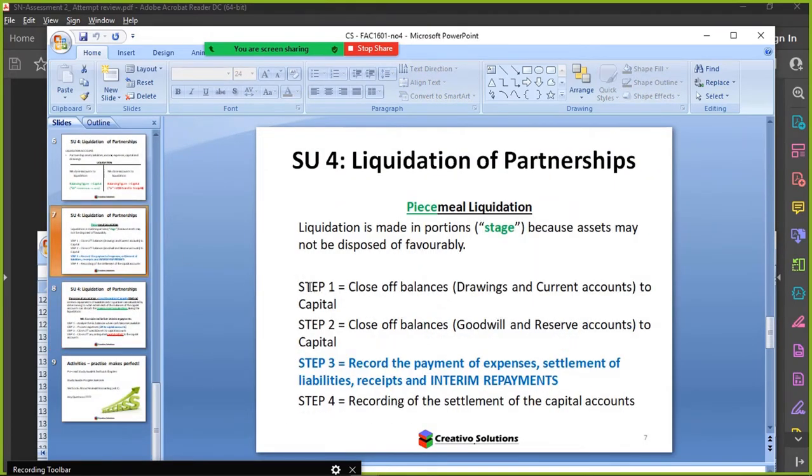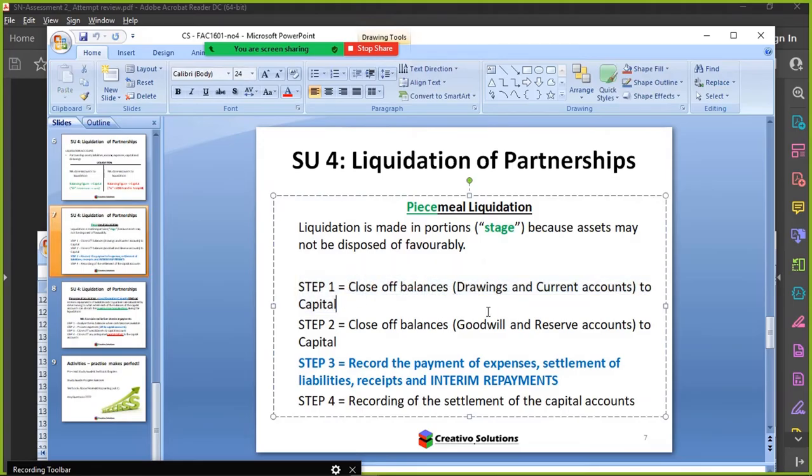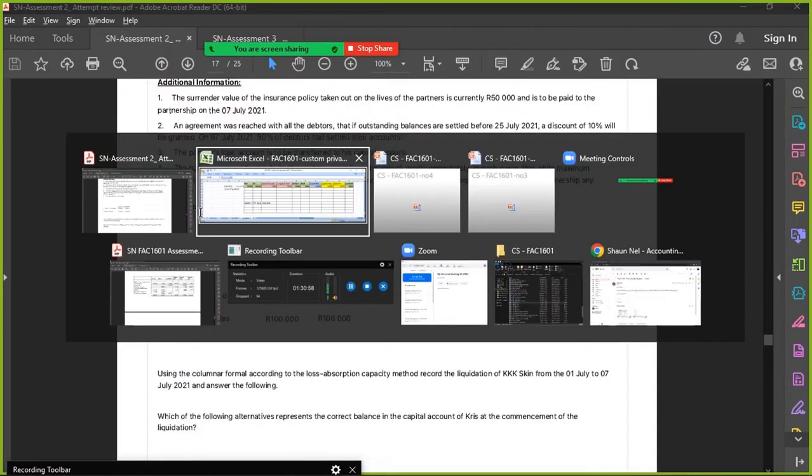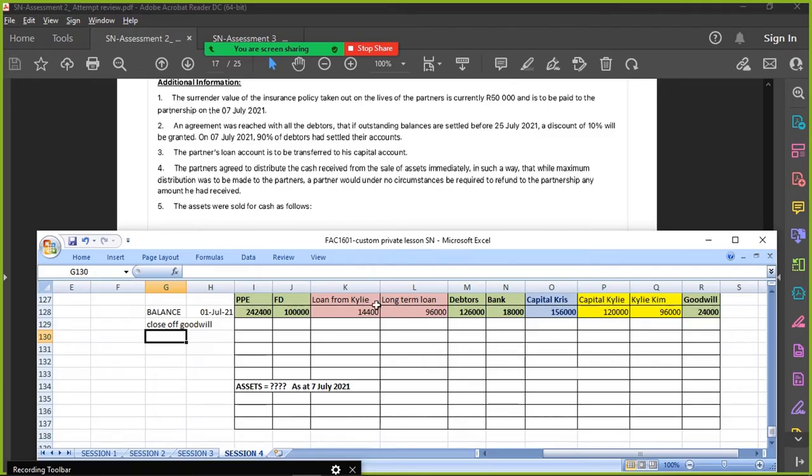Here, piecemeal liquidation. Step number 1, close off the drawings. We didn't have that. Close off the current accounts. We didn't have that. Close off goodwill and any reserves. We don't have any reserve accounts, but we do have goodwill. So you have to close it off. That's why I'm doing this. I'm just following the process as outlined in the textbook.